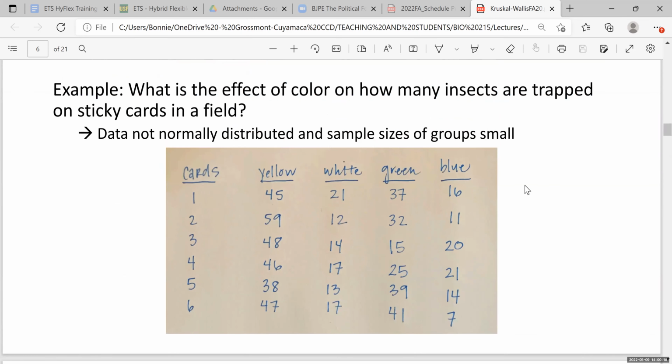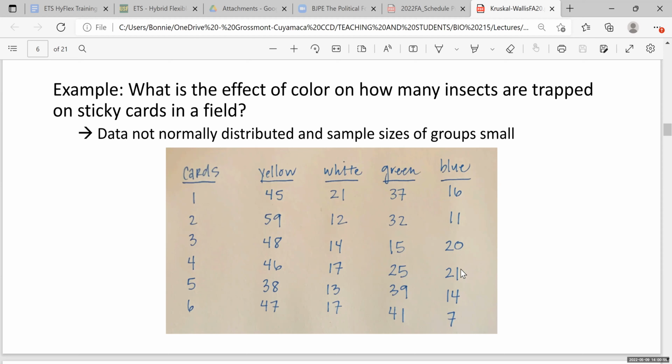All right, we're going to do an example to work through how you do this test, because finding capital H is more of a set of steps. It isn't just doing a calculation. So we have different colored sticky cards that were set out in a field, and we wanted to see which color, how the different colors trapped different kinds of insects. So we had 6 different sticky cards in each of these 4 colors, and we left them out in the field, and we counted up the number of insects that were stuck on them.